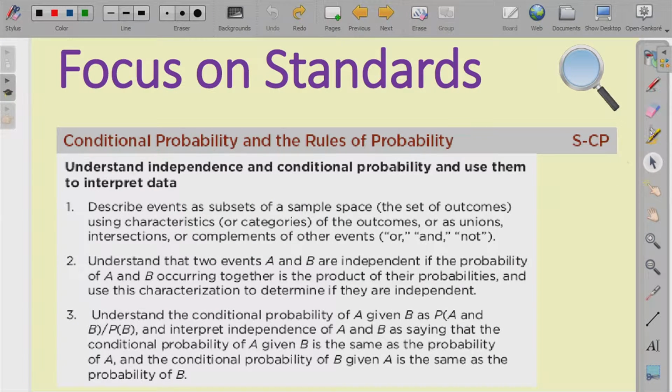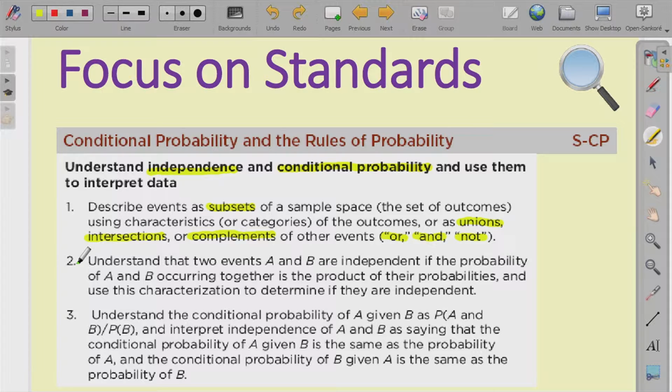So key ideas include independence and conditional probability. Standard 1 demands that students be able to describe events as subsets of a sample space, breaking it into pieces. Potentially we'll look at a union of two sets, A or B, the intersection of two sets, A and B, or the complement of an event, for instance, the idea that event A did not occur.